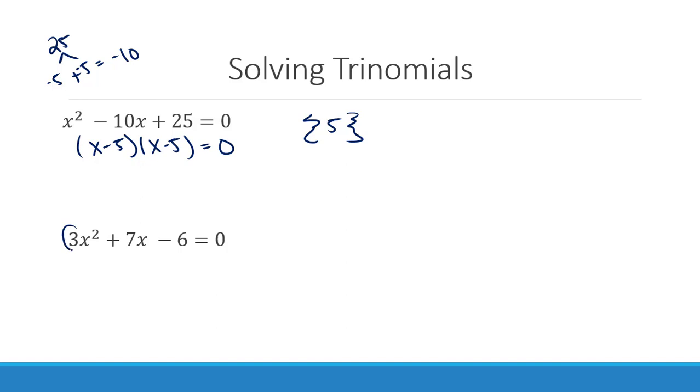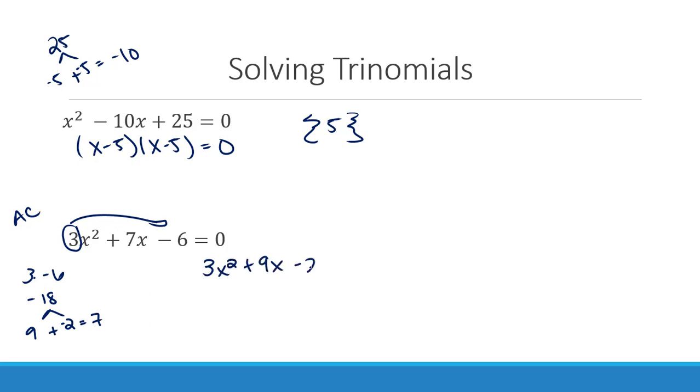Now, is there a number out front? Yes, there is. So you can't use this method. You have to use the AC method. There's no GCF of all three of them, so I'm going to multiply 3 times negative 6 together, which is going to give me negative 18. I'm looking for something that adds to give me 7, so I could do a positive 9 and a negative 2. So I'm going to rewrite this.